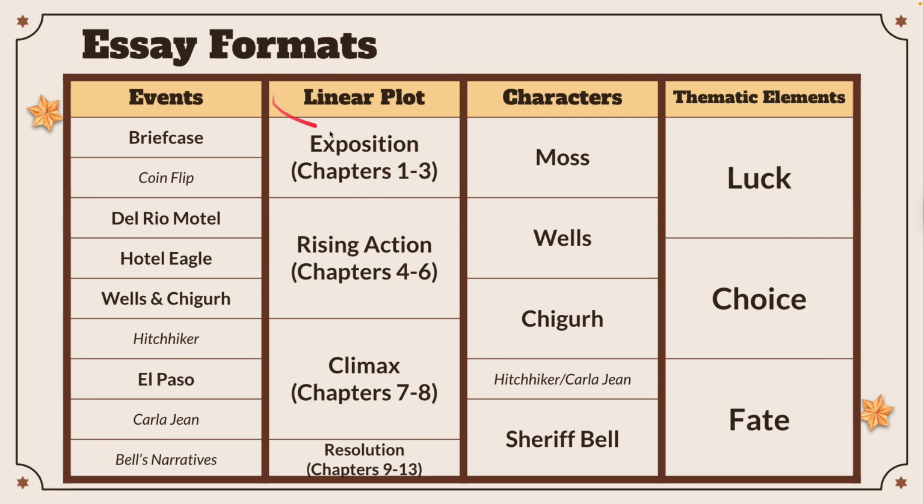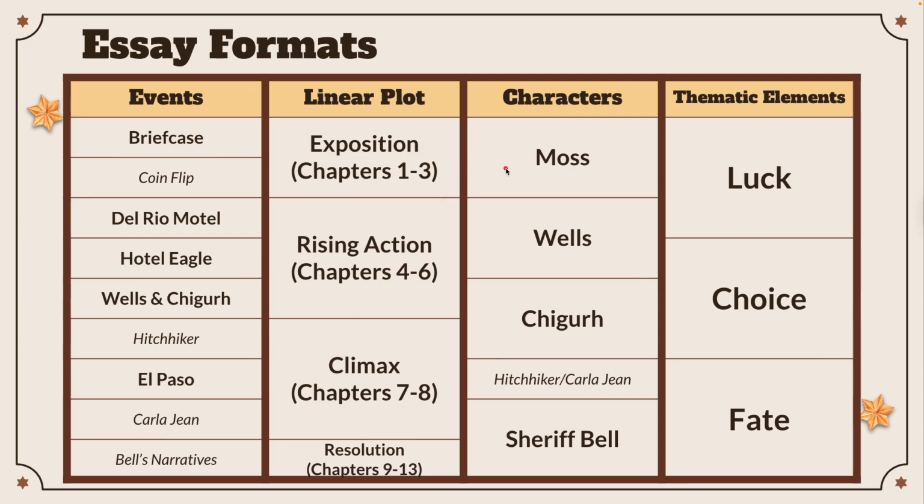If you wanted to look at linear plot, what we mean by that are the parts of a story: the exposition, the first section, the rising action, the climax of the story, and the resolution of the story. Here you would write 2 paragraphs about exposition, 3 about the rising action, 3 about the climax, 1 about the resolution. A little bit less structured, but still has some ideas there.